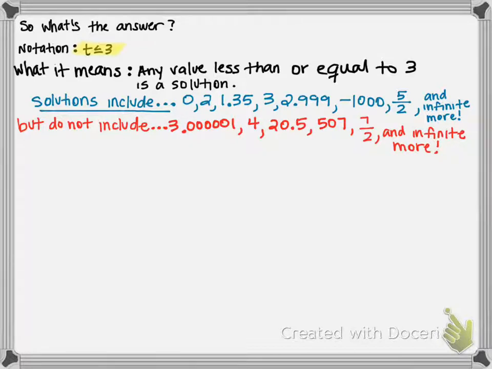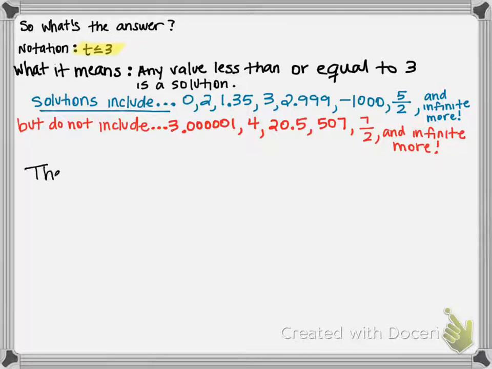These are all just kind of random examples. 7 over 2, which is 3.5. And again, there's an infinite number of solutions that are not answers. So I know that seems kind of crazy. I have an infinite number of answers, but I also have an infinite number of numbers that aren't answers. Yes, that's because there's a lot of numbers.